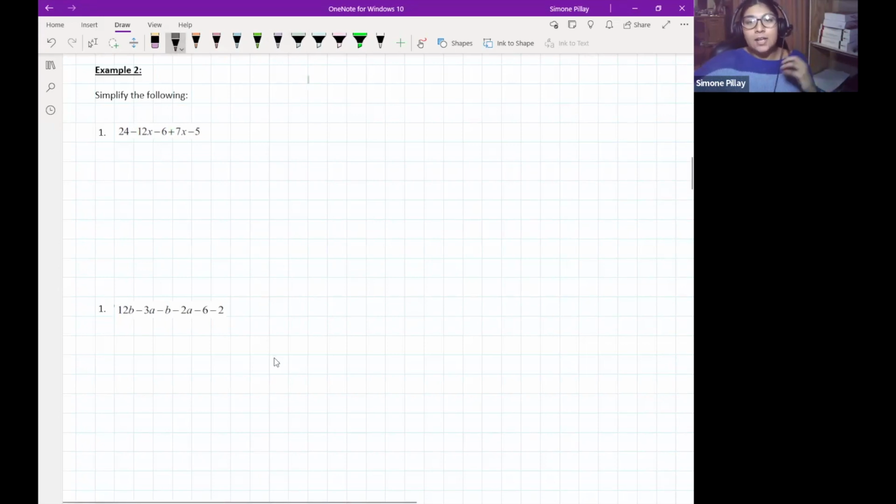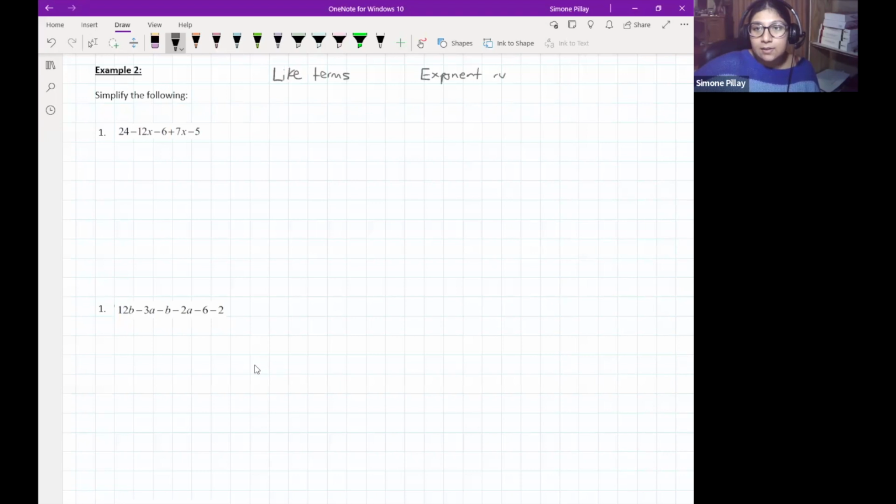The first thing I want to tell you is, remember, when we have variables and numbers, there are two things that could apply. We could apply our rule of like terms. I don't know what's happening to my handwriting. I'm so sorry. Let's try that again. We can either apply like terms or we can apply exponent rules.